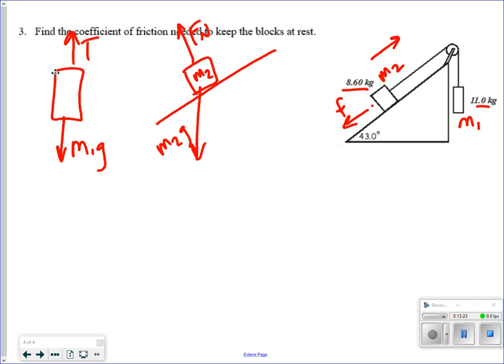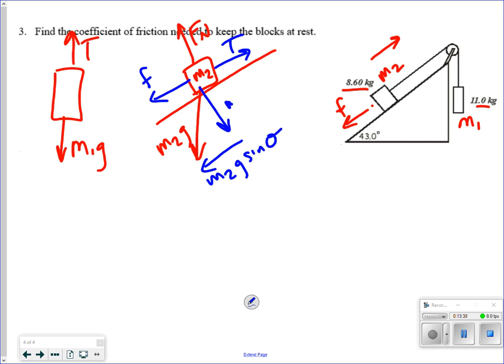So let's put in friction going that way, the same tension going this way, and we're going to break this one up into M2G sine of theta, and this one is M2G cosine of theta, and there's theta, which is 43 degrees. We already know that. We'll do some figuring in a minute.